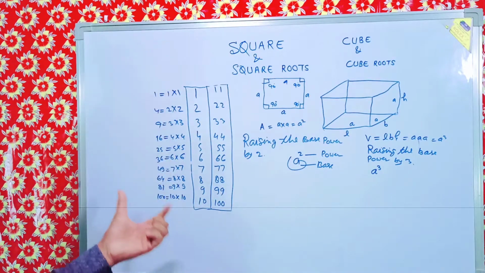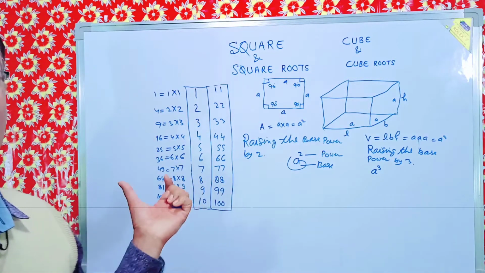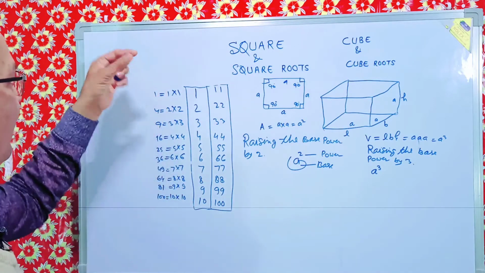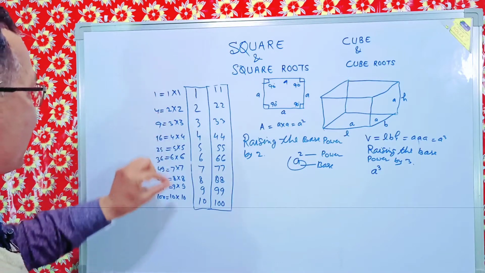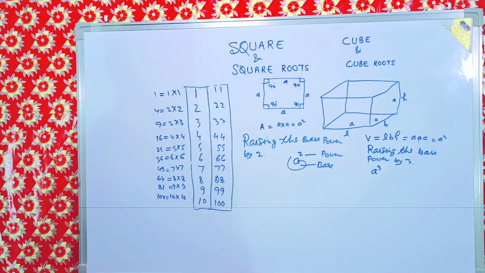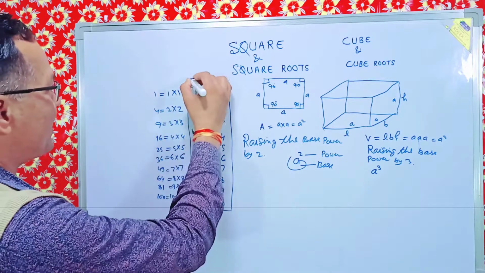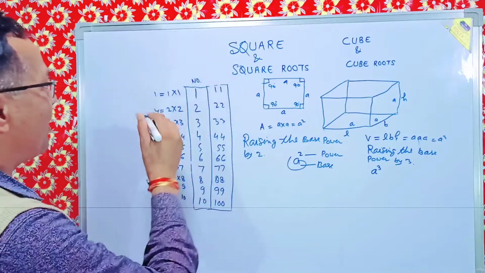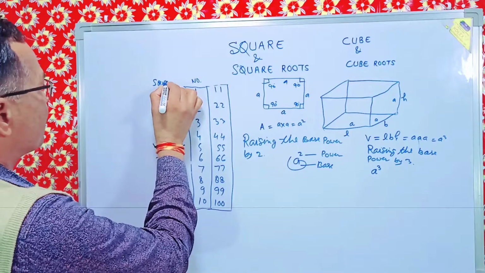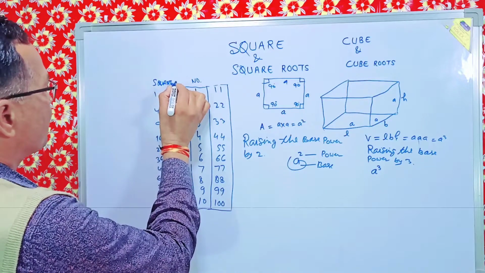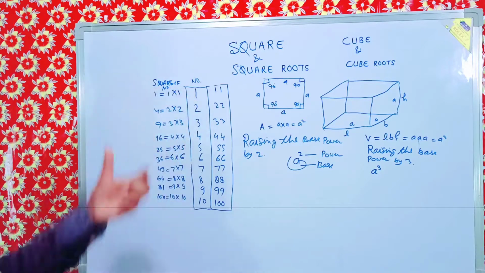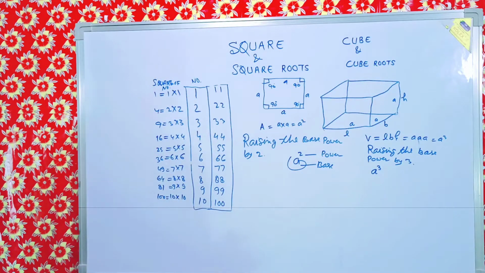So this is the table only which we all know. And here the same number is multiplied by the same number if we are trying to find out the square of this number. Here is the number, here is the square of the number. This is the square of the number.